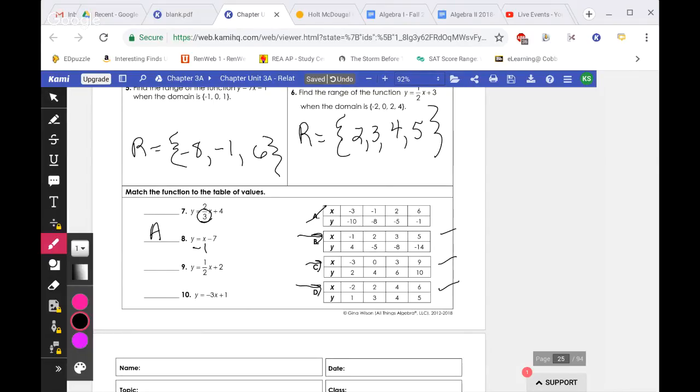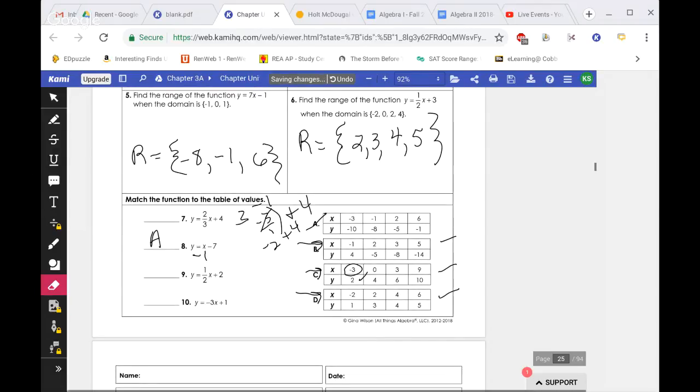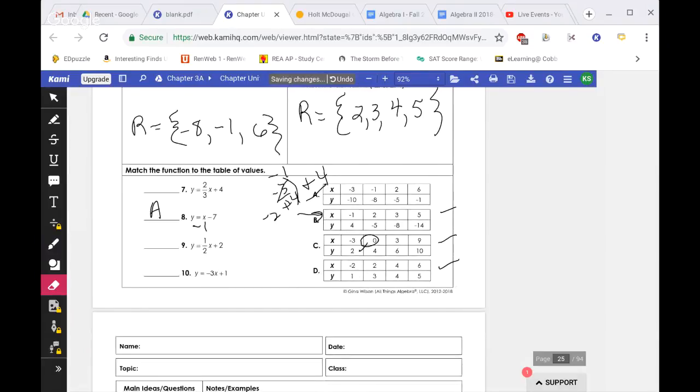C. Good job. So let's just plug in -3. So 2/3 times -3 plus 4. So simplify before you multiply. So 2 times -1 is -2 plus 4 would give me a 2. And so that checks. And if I plugged in a 0 up there, I would get a 4 because that would cancel this out. So number 7 is C.